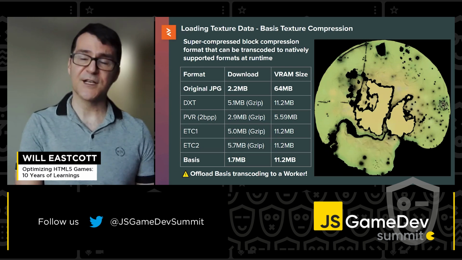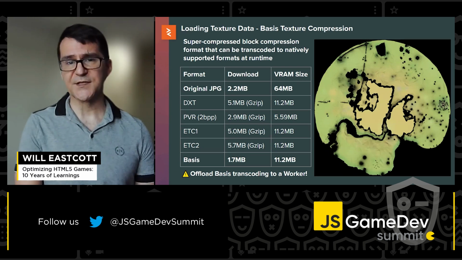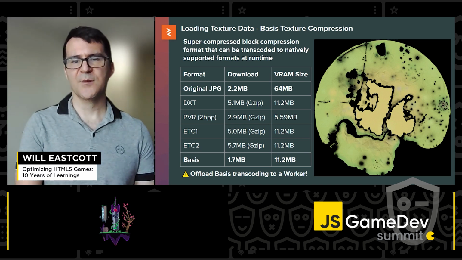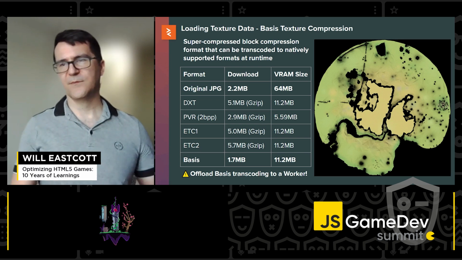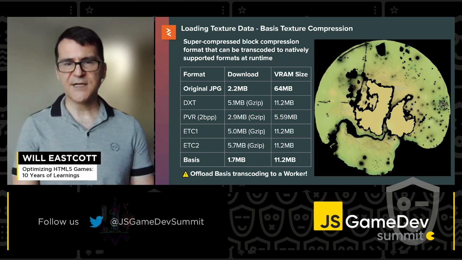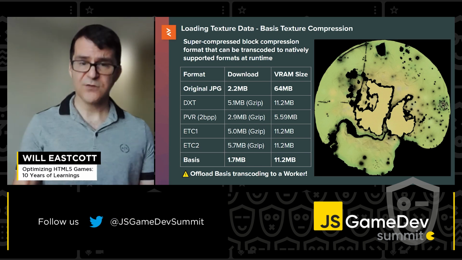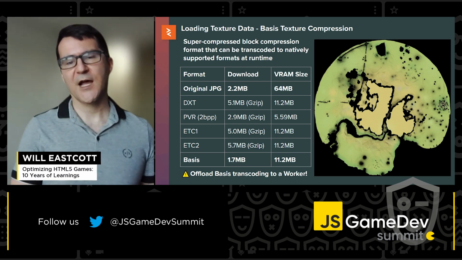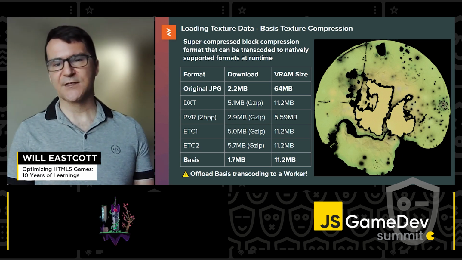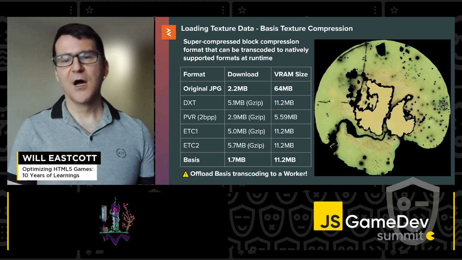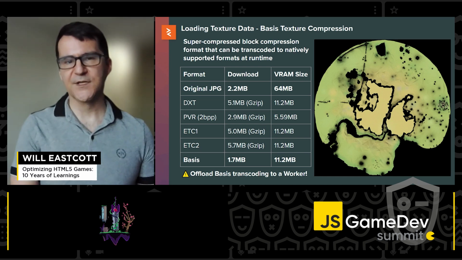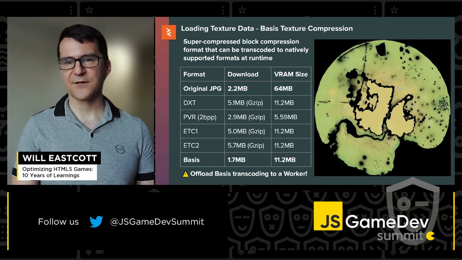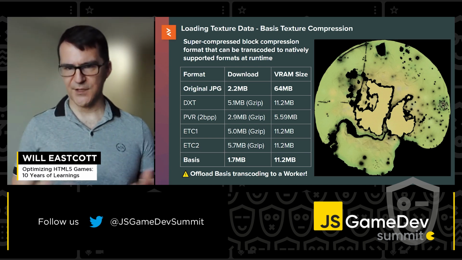Well, fortunately, there's another texture format called Basis, which is essentially an abstract compression format that is supposed to be transcoded to any of the natively supported formats at runtime, at load time of your game. So if we take that original JPEG and we convert it to a Basis texture, it goes from 2.2 meg down to 1.7, which is great. But also, we get all of the benefits of these native formats. So again, between 1/5 and 1/10 of the original GPU memory that the JPEG occupied.